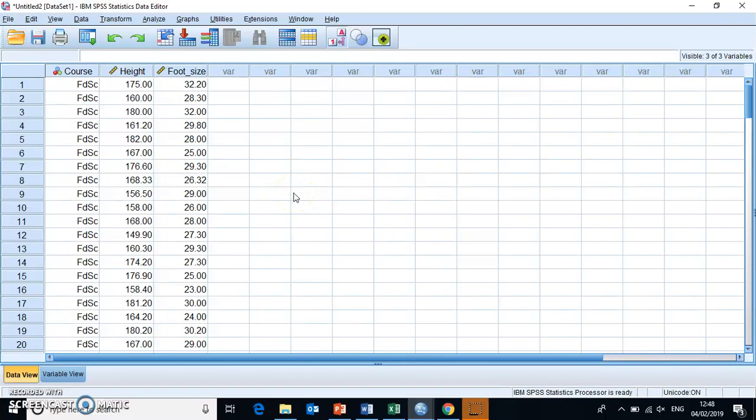Okay, so now that we've set up the data correctly in SPSS, we can proceed to see whether any of these variables here follow a normal distribution. Now, a normal distribution means that there are no significant outliers in the data, and that therefore a histogram of that data would follow a nice symmetrical bell-shaped curve.